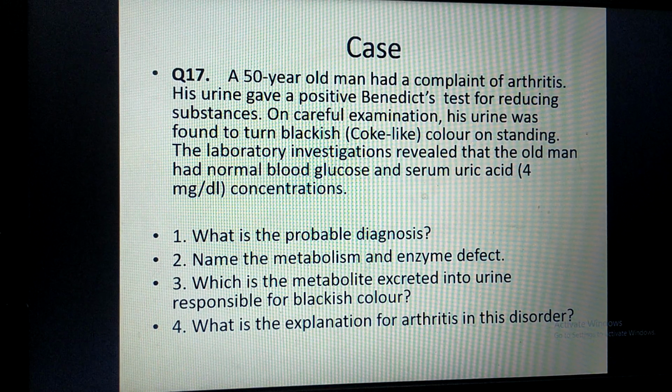Here the last question is explanation of arthritis in this disorder, because alkaptone bodies are deposited in various cartilages and they will damage the cartilage. So in our joints, cartilages are present. If these cartilages are damaged, it leads to arthritis. Remaining questions are there in the previous slides.